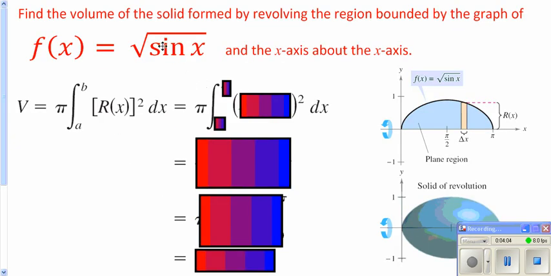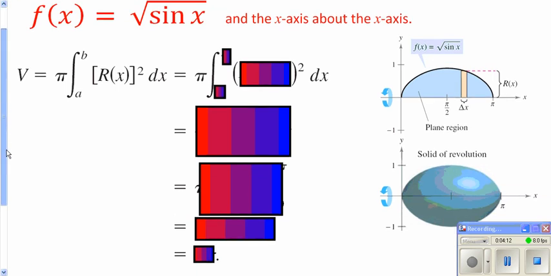Here we have the root of sine of x. When you look at your graph, it's this shape over here. And we're revolving this once again around the x-axis. So we're going to start off with this same basic formula. We're going to put the pi down. You'll notice our shape goes from 0 all the way over to pi.